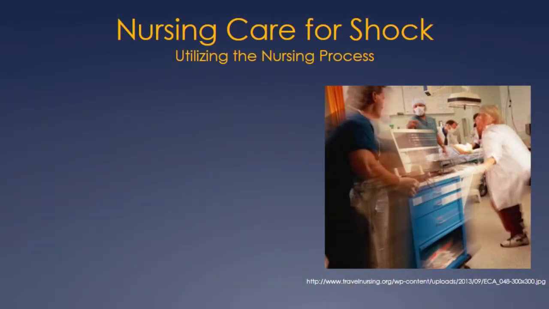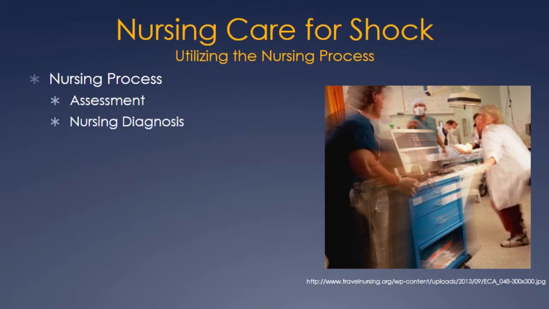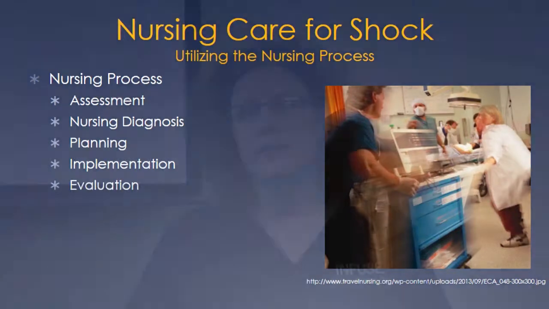So let's review the nursing process just quickly. The nursing process has 5 components. 1, assessment. 2, nursing diagnosis. 3, planning. 4, implementation. 5, evaluation. And this is the process that a nurse goes through in caring for the patient.